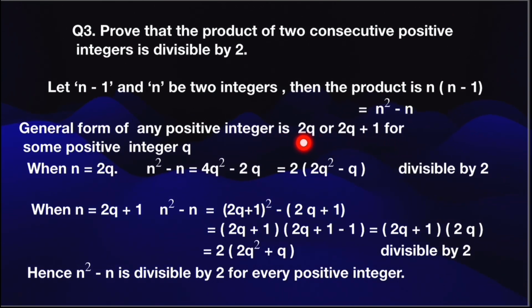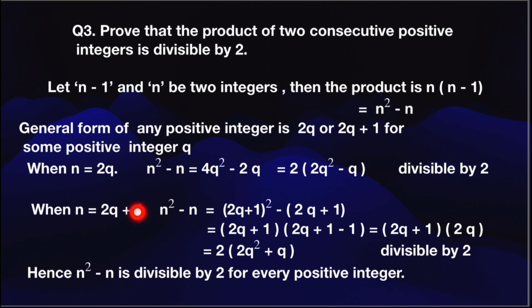Okay. Now supposing n is equal to 2q. Let's write down n is equal to 2q. Put it here, n square minus n. So what do you get? You get this value and you can take out 2 common. So you have 2 into q square minus q in the bracket. So this expression is definitely divisible by 2.